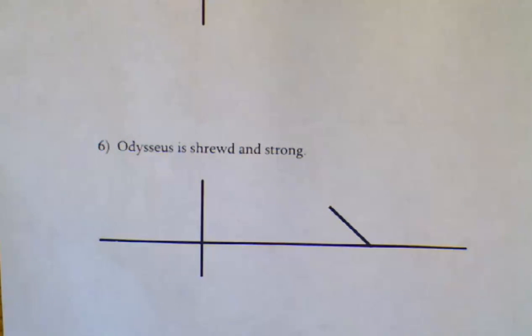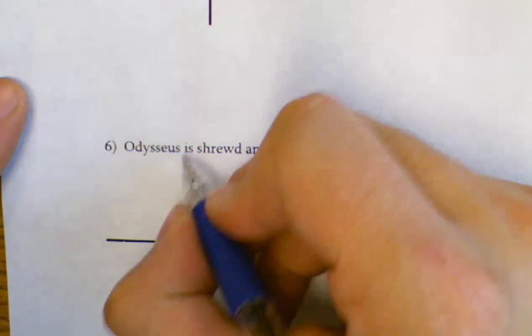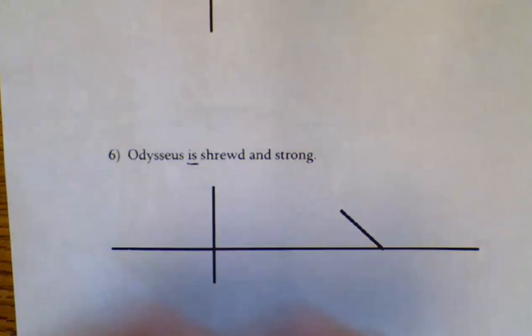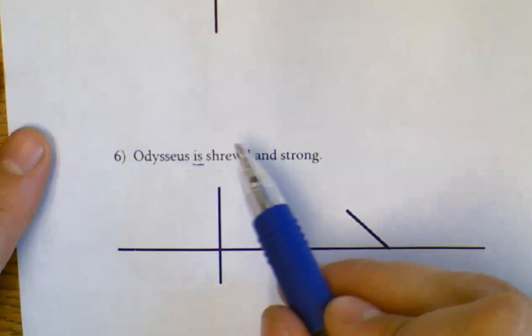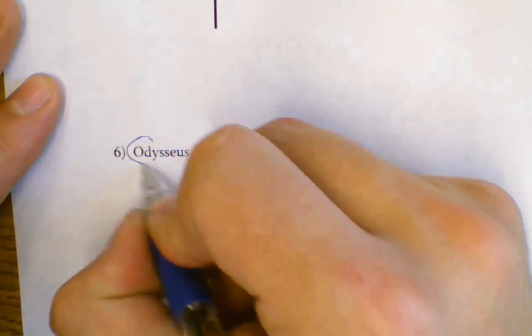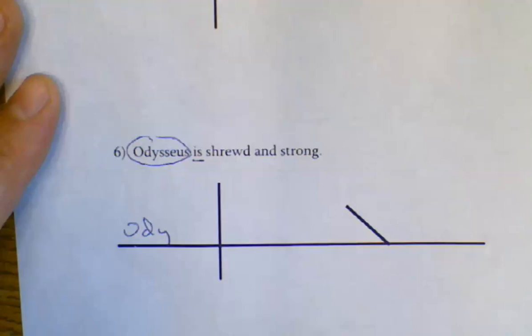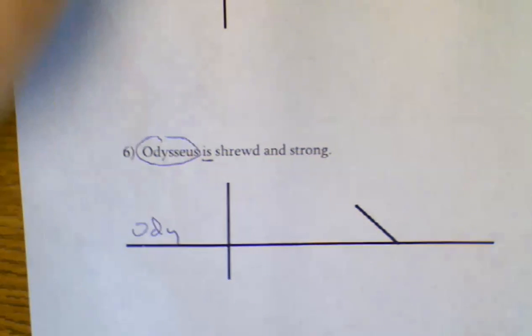We have to first identify our verb. What is the thing that is an equal sign? Well, it obviously is. The equal sign is combining Odysseus to shrewd and strong. I picked a compound subject complement on purpose, but Odysseus, of course, is the thing doing this action. He's our subject, so I'll write him on there again. I'll write Odysseus out. Odie is shrewd and strong.